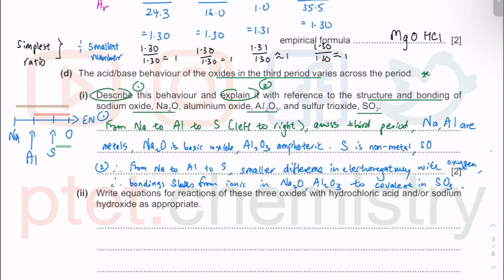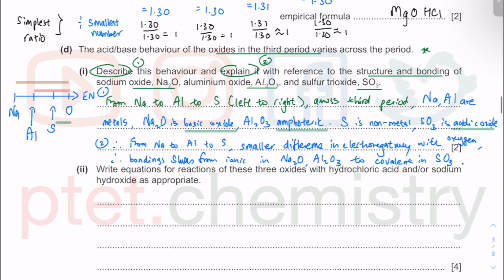So SO3 is an acidic oxide. I guess that's probably the best I could think of in terms of my first point. In terms of the behavior, I talk about the basic oxide, the amphoteric oxide, and the acidic oxide. I also talk about the smaller difference in electronegativity, with the bonding shifting from ionic to covalent as it eventually reaches SO3.